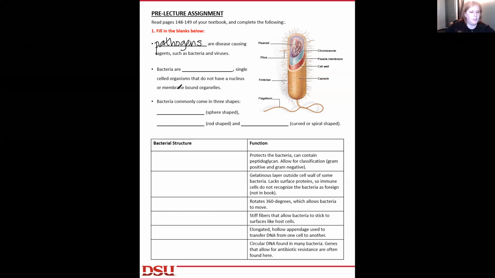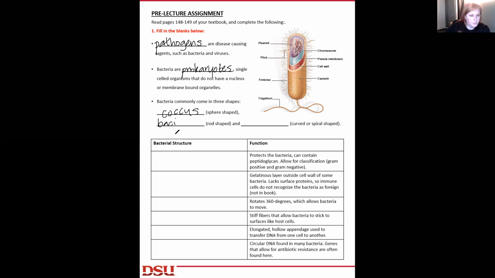Then we have, the next one is bacteria. These are prokaryotes. Prokaryotes are a group of single-celled organisms. They don't have a nucleus, and they lack membrane-bound organelles, really with the exception of ribosomes. Bacteria commonly come in three shapes. We have the coccus. Rod-shaped is bacillus.